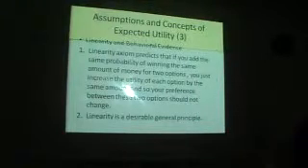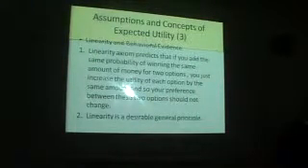Linearity and behavioral evidence. The linearity axiom predicts that if you add the same probability of winning the same amount of money to two options, you just increase the utility of each option by the same amount. And so your preference between these two options should not change. What does the linearity axiom say?